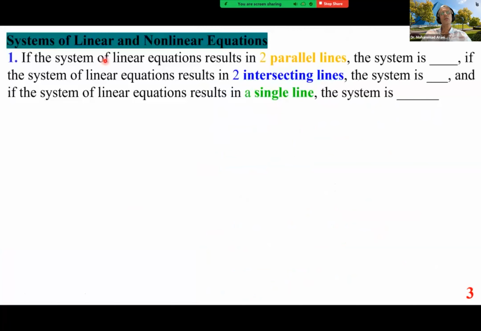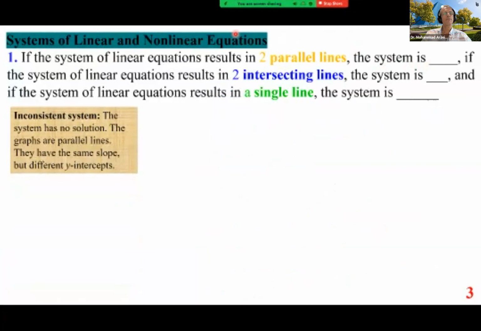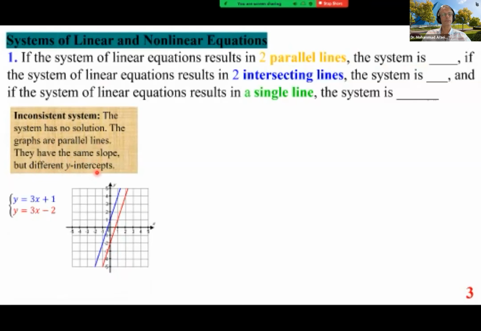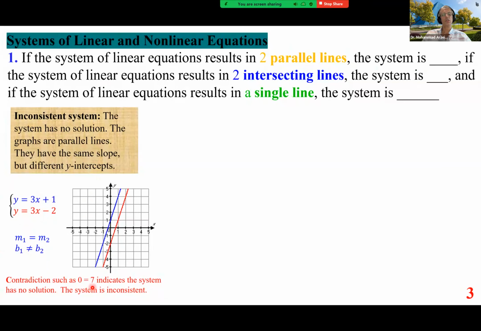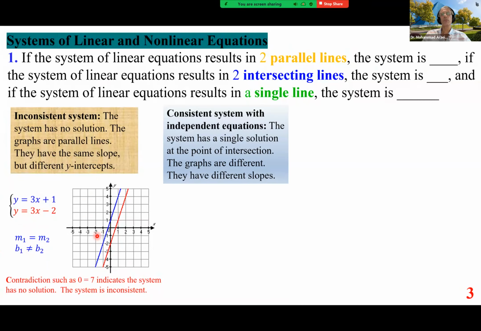If the system of linear equations results in two parallel lines, the system is an inconsistent system. The system has no solution. The graphs are parallel lines. They have the same slope, but different y-intercepts. We can see the two lines have equal slopes, M1 equals M2, but B1 is not equal to B2, different y-intercepts. If we solve them, we end up with a contradiction such as 0 equals 7.